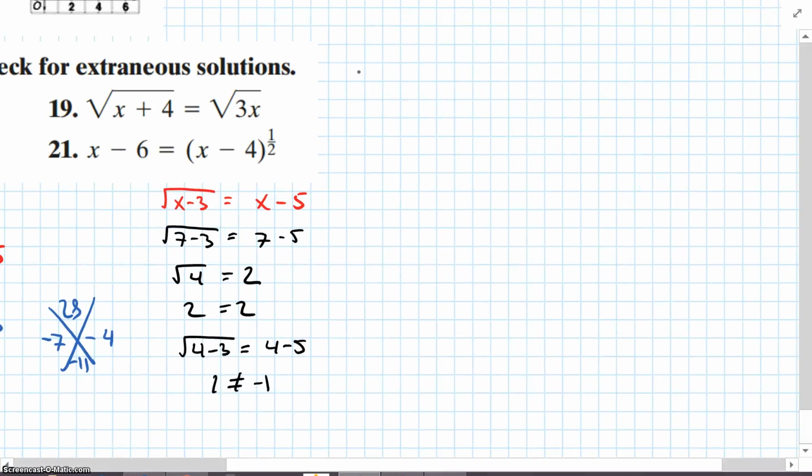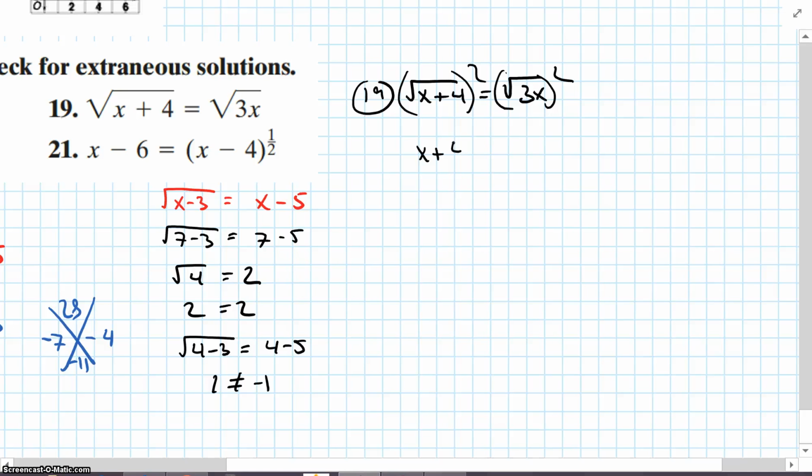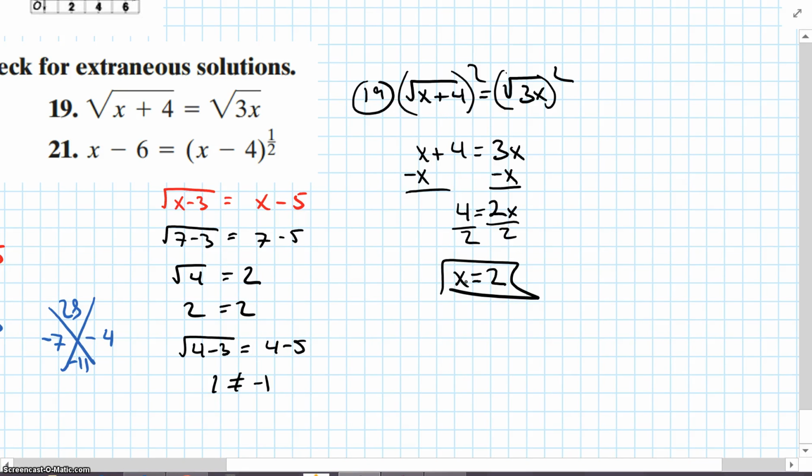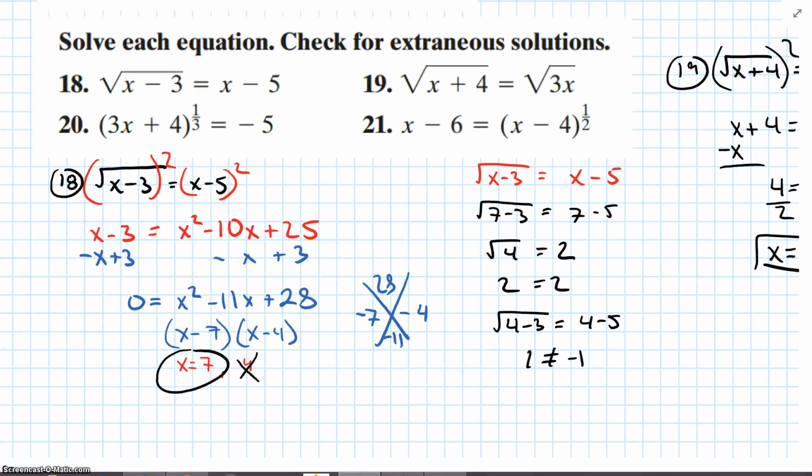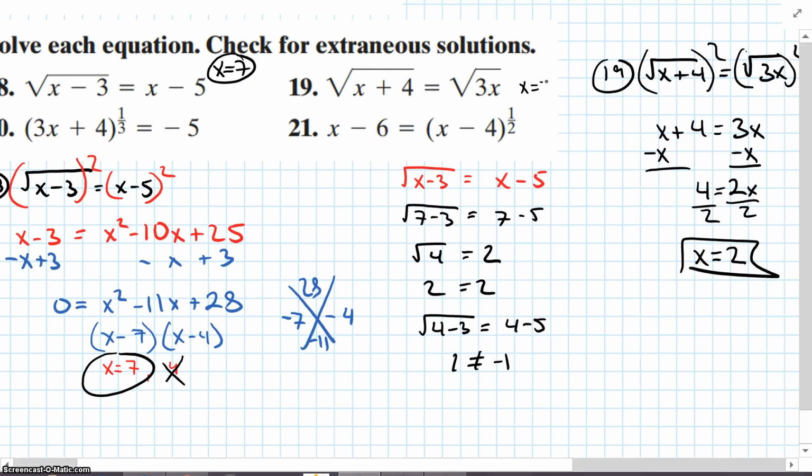Okay, number 19. The square root of x plus 4 equals the square root of 3x. Square each side, so I get x plus 4 equals 3x. Subtract x, so I get 4 equals 2x. Divide each side by 2. So I get x equals 2. Square root of 6 equals square root of 6. Some good stuff. So for number 18, x equaled 7, and for number 19, x equaled 2.